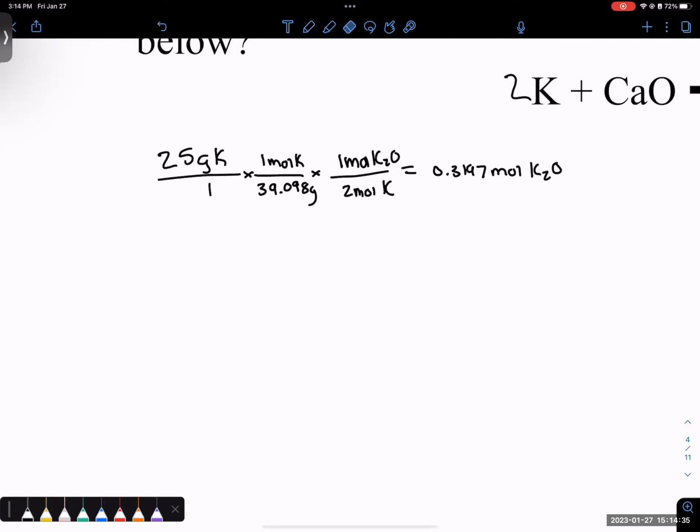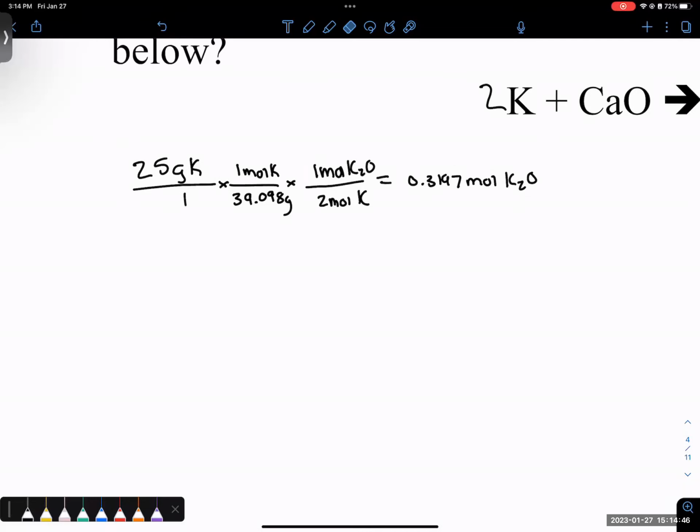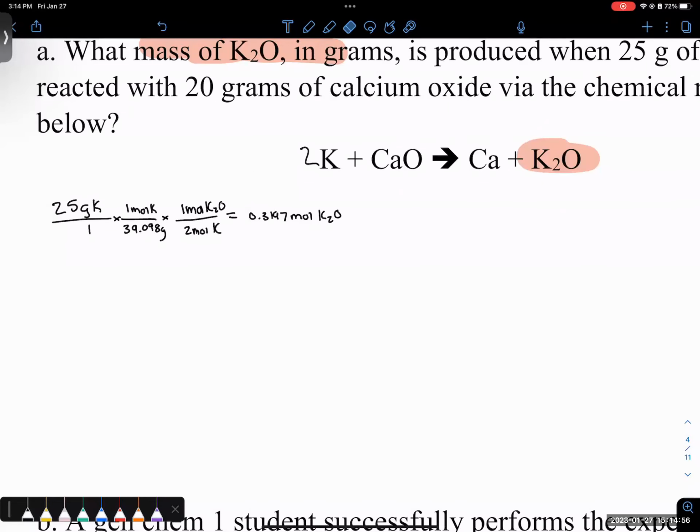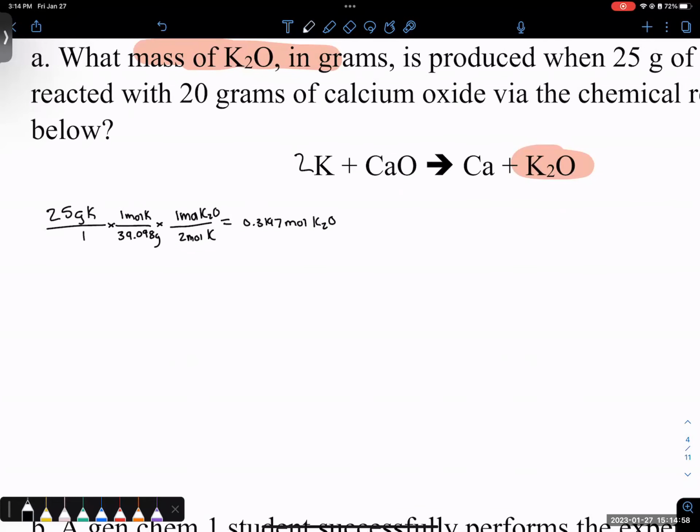Anyways, that's moles of potassium oxide from the potassium. The next thing I need to figure out is how many moles of potassium oxide is produced from the other reactant, which is calcium oxide. We had 20 grams of CaO.